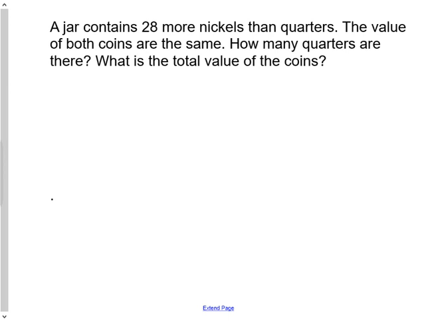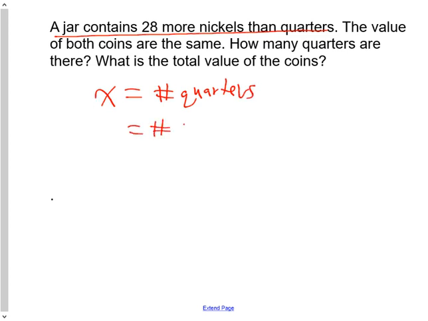So the trick is I have to figure out what my x is going to be representing. And when I read this first one, there are 28 more nickels than quarters. So it seems logical that if I make x equal the number of quarters, I would be able to then figure out what algebraic expression would be the number of nickels. And what would that be? If x is the number of quarters and there are 28 more nickels, x plus 28. So step 1 is to figure out which two algebraic expressions represent the number of quarters and the number of nickels. That's step 1.